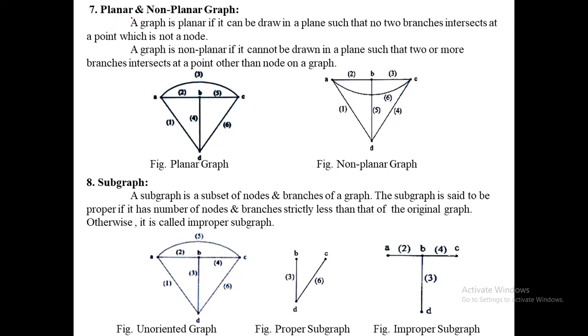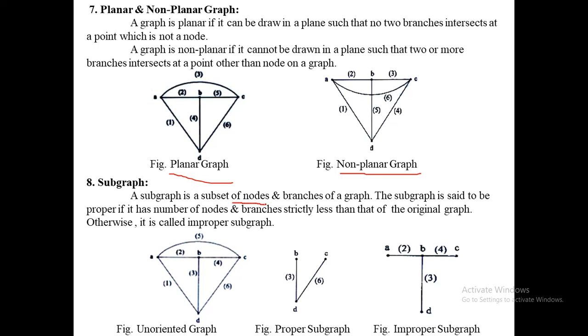Next one is planar and non-planar graph. A graph is planar if it can be drawn in a plane such that no two branches intersect at a point which is not a node. Here there are no intersections of branches, so it is called a planar graph. Here this graph has some intersections, which is called a non-planar graph. Next one is subgraph. A subgraph is a subset of nodes and branches of a graph.